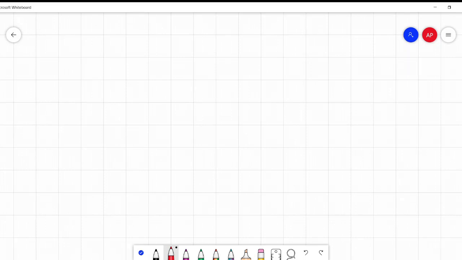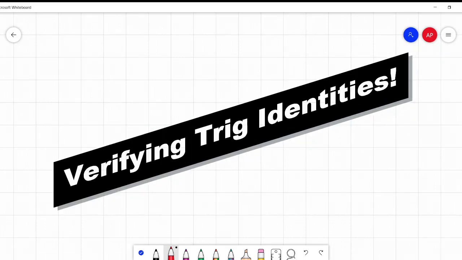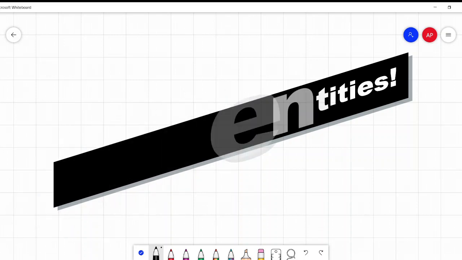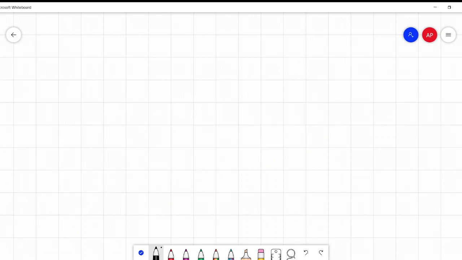Today we're talking about verifying trigonometric identities. Ooh, yeah, that's an immediate sort of heart in the throat, like, that's a crazy sounding sort of thing. When we talk about verifying trigonometric identities, here are some basic trigonometric identities.